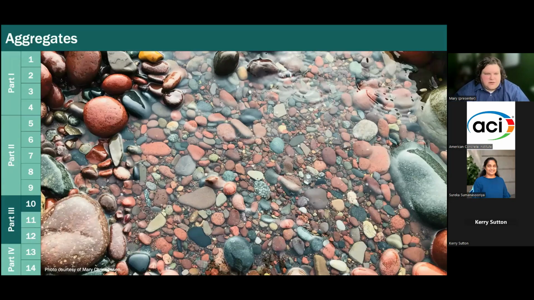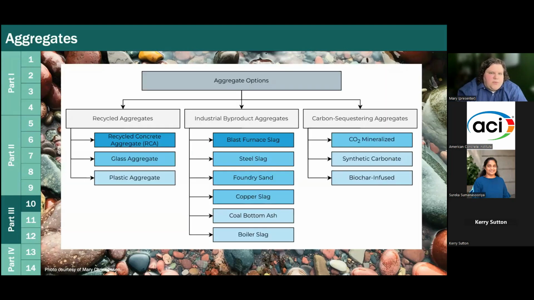So here's a picture of some Lake Superior stones I couldn't resist from the Keweenaw. And we broke down the aggregate options into recycled aggregates, industrial byproduct aggregates, and then carbon sequestering aggregates. And so you have your recycled concrete aggregate, glass, plastic aggregate, bunch of slags in the industrial byproduct aggregates. And then the ones that are aimed at sequestering some CO2 within them.